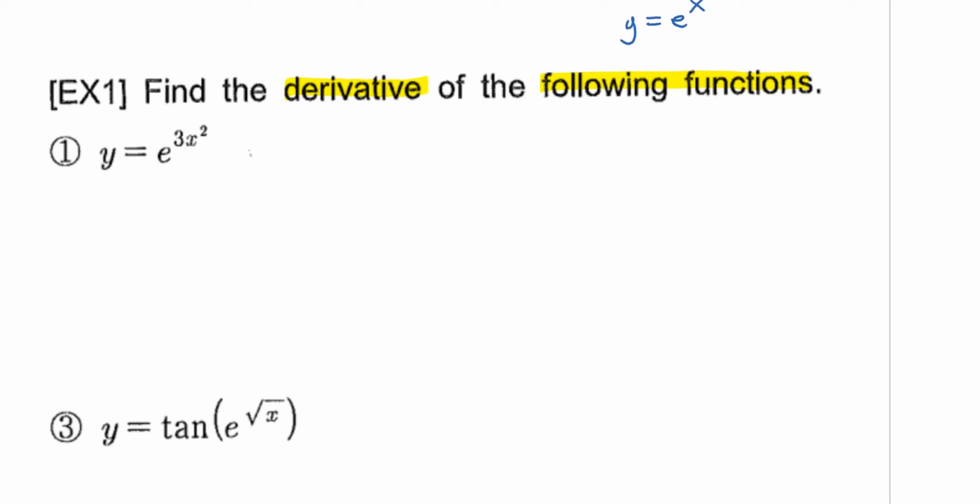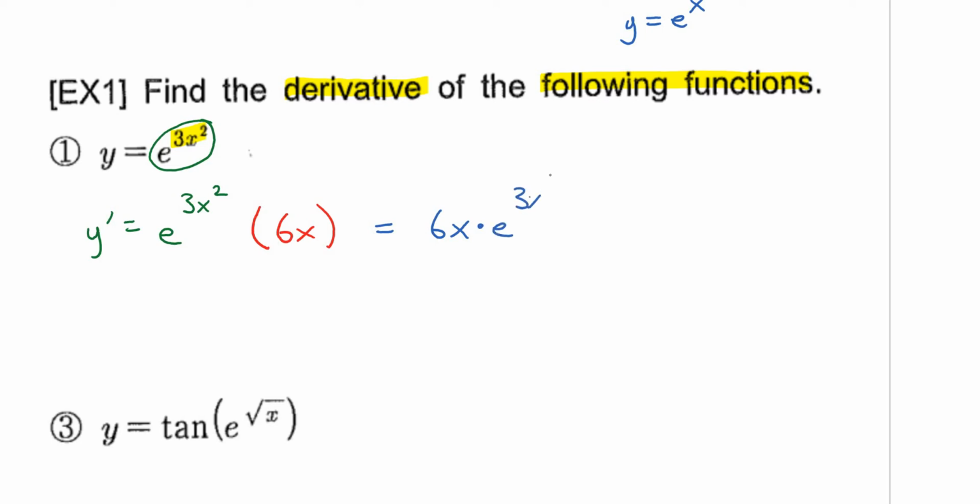Okay, so for question number 1, I have y equals e to the power of 3x squared. When you're taking the derivative of these e functions, usually the first step is you just copy out the original problem, which is e to the 3x squared, and then you take the derivative of the exponent. In this case the exponent is 3x squared, so the derivative of 3x squared is going to be 6x. So that would be your final answer, and if you want to move the 6x to the front, you may. So the final answer could be 6x times e to the power of 3x squared, and that would be it.